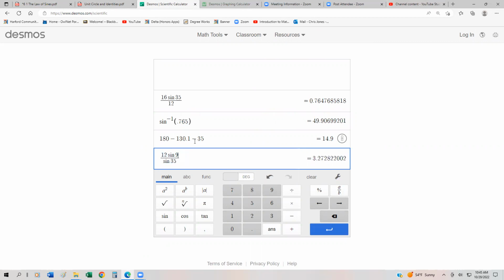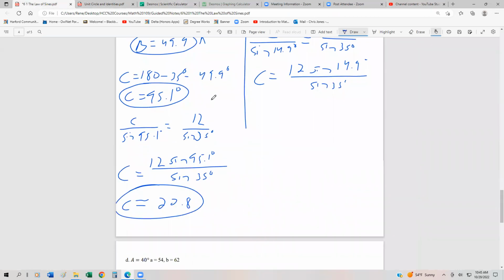It's going to be 14.9, and we get 5.37 or 5.4. So this one is going to be 5.4. All right, so those are our two triangles.